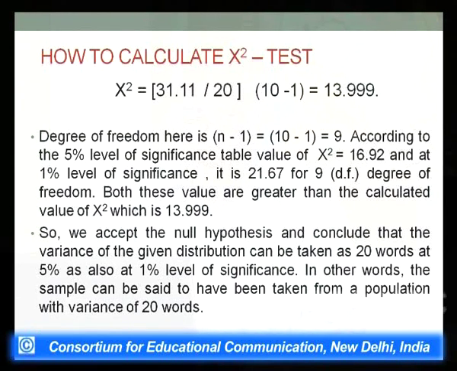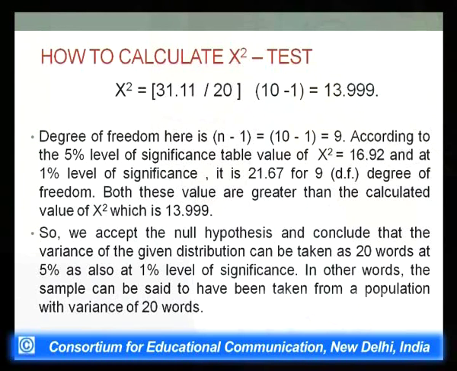Now the degrees of freedom is 9, that is 10 minus 1. According to the 5% level of significance, the table value of chi-square, I have shown you the table earlier, is 16.92. This was at the 5% level of significance. Let us understand what it means. When you go to the table at the 5% level keeping degrees of freedom 9, you find the value already printed there, 16.92. And if you go to the 1% level of significance, the value will naturally be higher, so it is 21.67.